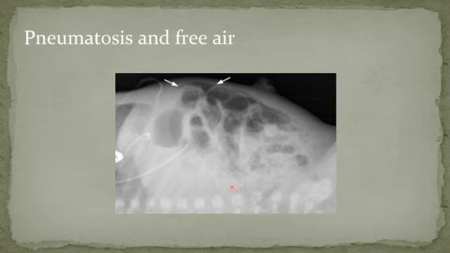This is a cross-table lateral view of the abdomen. So this is posterior, anterior, inferior, superior. Here you can see the diaphragm, and the image demonstrates free intraperitoneal air, which is visible against the anterior abdominal wall and the adjacent loops of bowel. You can also see pneumatosis in the lower pelvis.